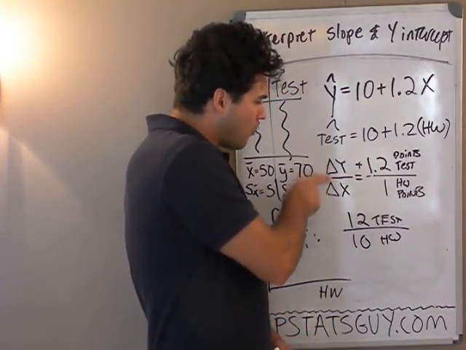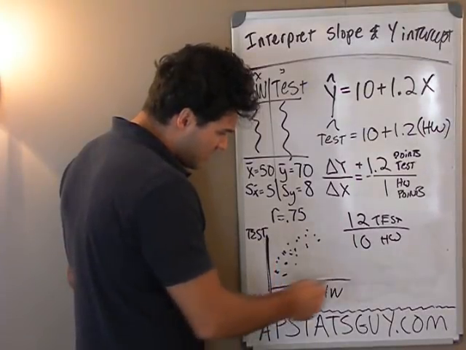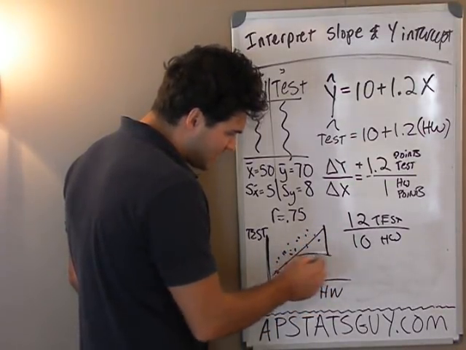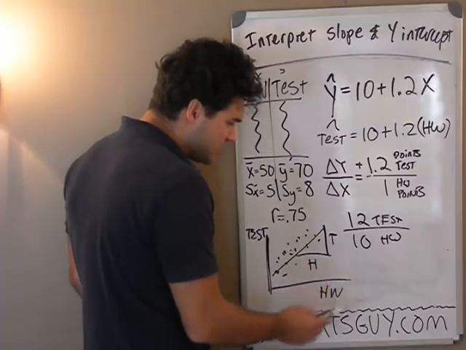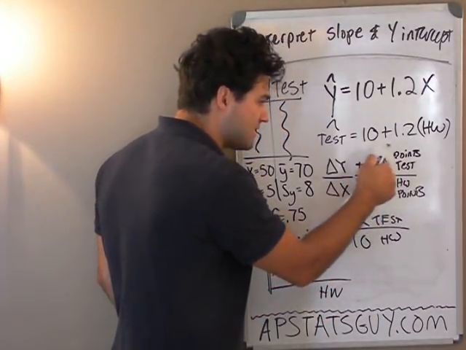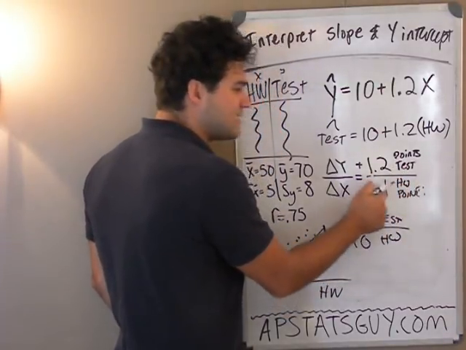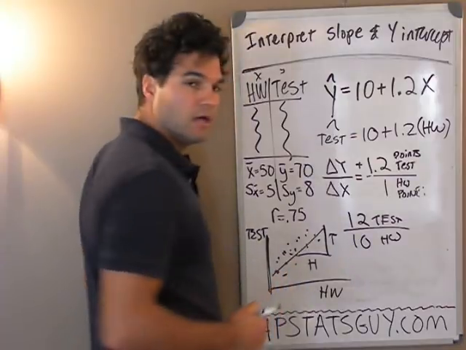I generally have to remember what's y, what's x. I look at it like this. Y is test, x is homework. So if I made a slope like this, it would be change in test over change in homework. I put it over 1. I take whatever the decimal is, put it over 1. I say for every 1 homework point, my test average goes up 1.2 points.